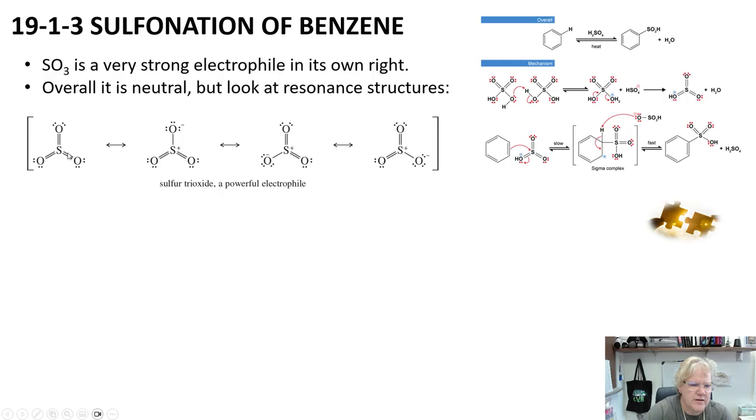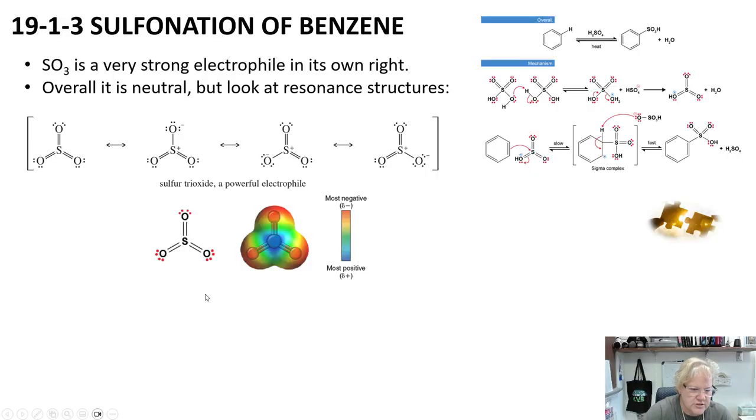So here's our SO3, and if we do some of our resonance forms, we can see we have lots of different resonance forms, and it does make it a very powerful electrophile. If we look at where the charge is located in our electrostatic potential map here, we have mostly our positive charge here and our negative charge out here. That's why we like to put electron density into the sulfur.